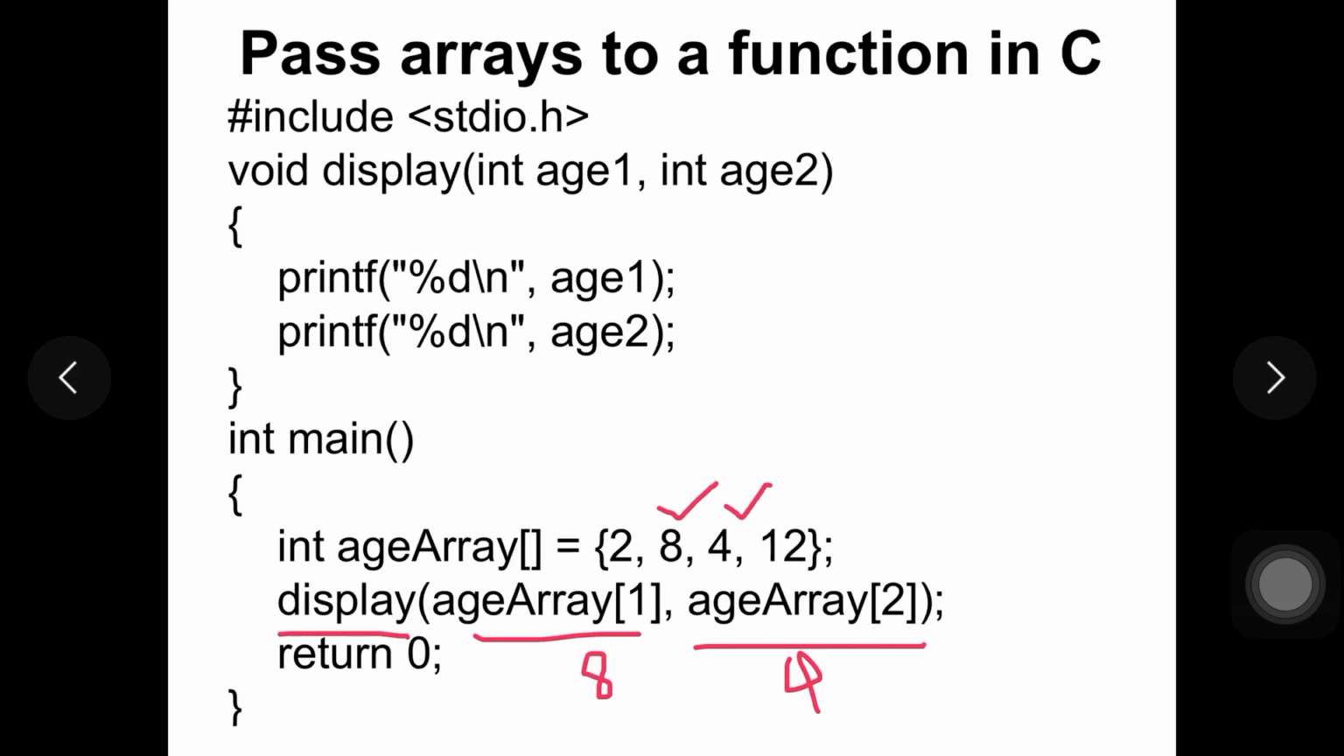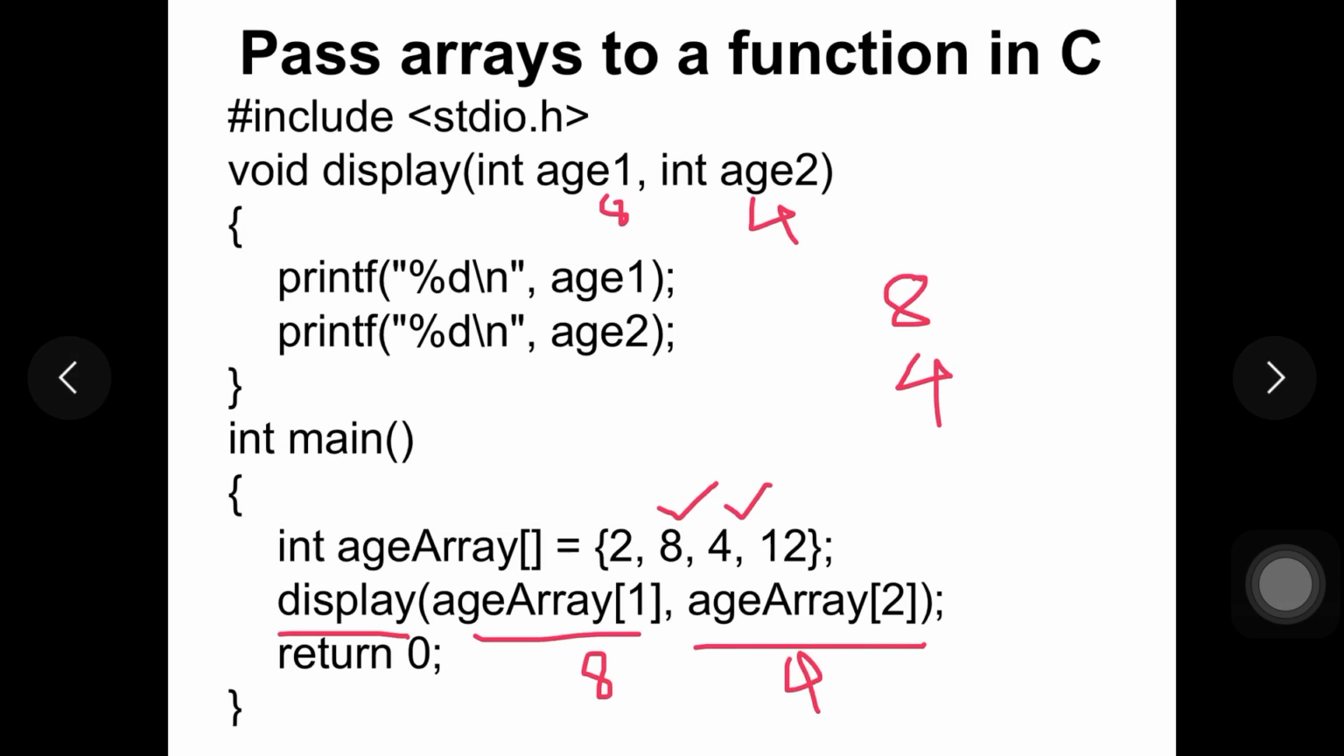In the display function we have declared two variables, that is int age 1 and age 2. So 8 will be copied into age 1, 4 will be copied into age 2, and finally we are printing the result using the printf statement. Age 1 prints 8, age 2 prints 4. So this is how a single value is passed to a function.